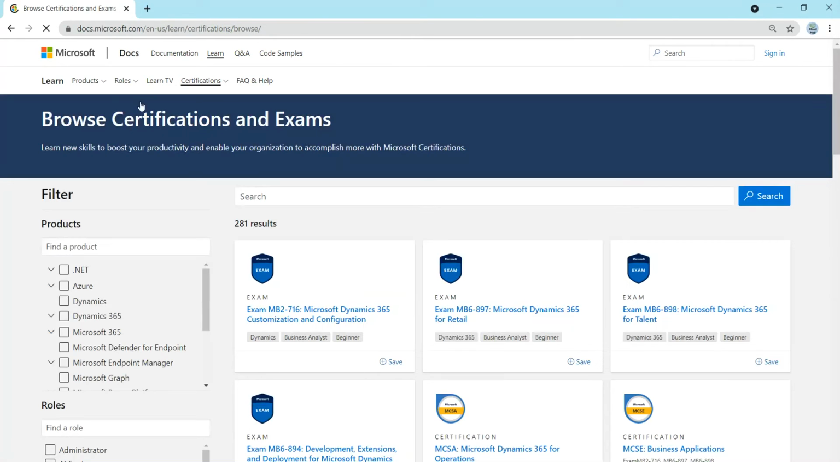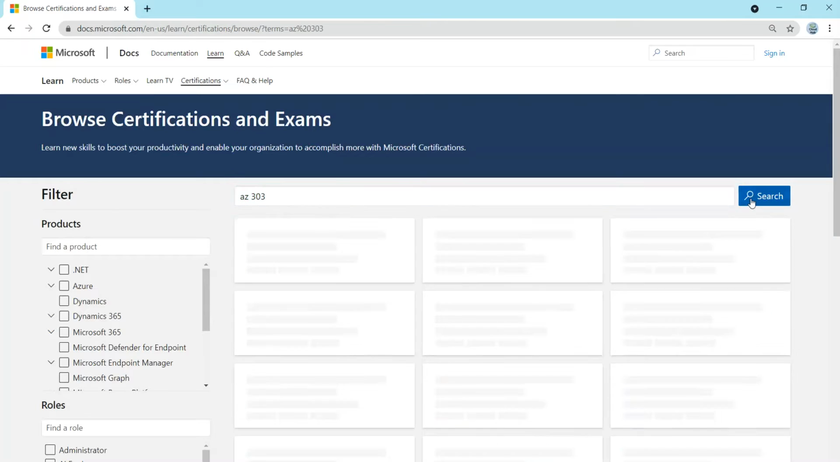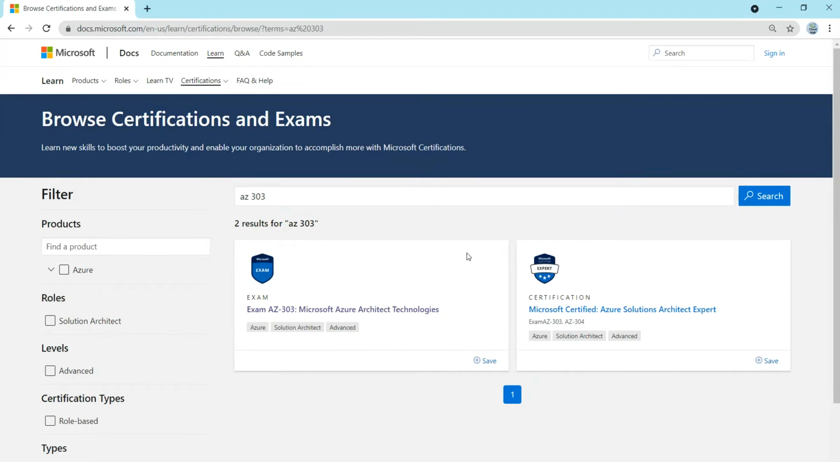Go to browse certifications, and now we can search for AZ303. Click on search, and you could see the certification here, Microsoft Certified Azure Solutions Architect Expert. It requires AZ303 and AZ304. So if you clear both of these two exams, you will be provided with the expert certificate. So let me go through AZ303.